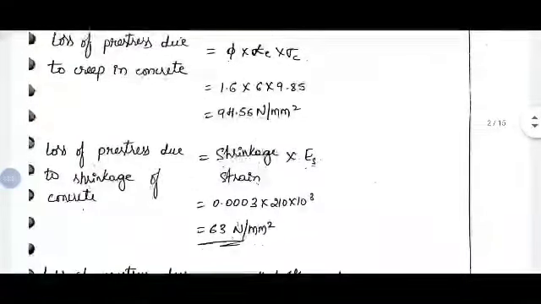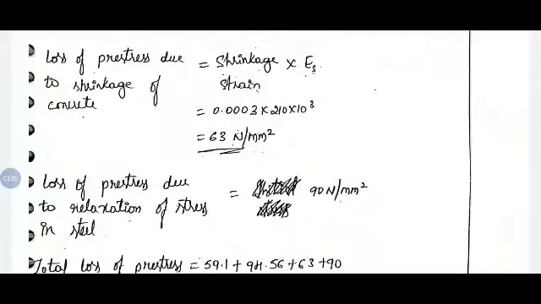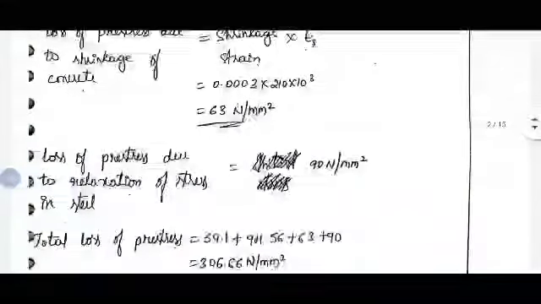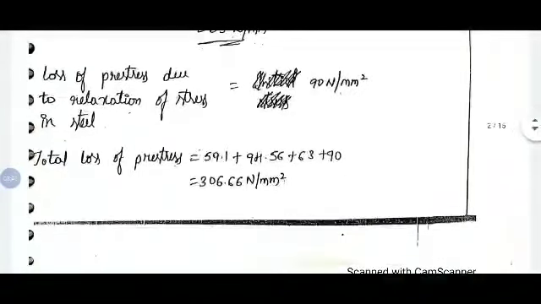Then loss due to shrinkage strain: since it is pre-tensioned, as per IS 1343 for pre-tension members, shrinkage strain will be 0.0003 and Es, so it is 63. And relaxation of stress is directly given, 90 Newton per mm square. Add all the losses, we will get total loss 306.66 and calculate the percentage with respect to 1200 Newton per mm square. So that is 25.55%.